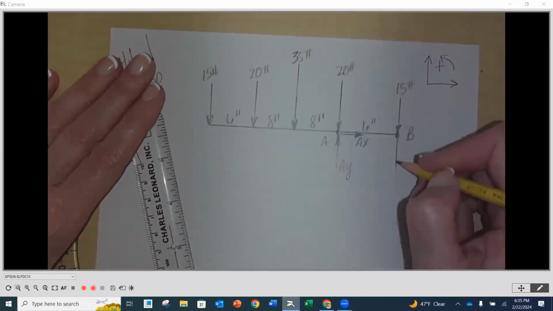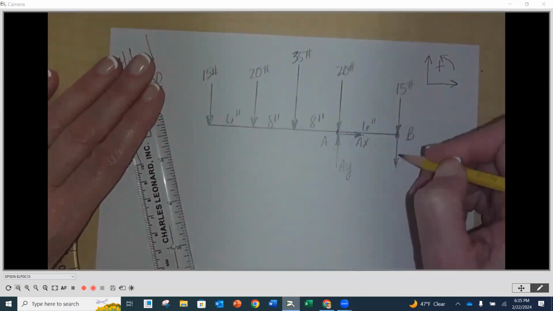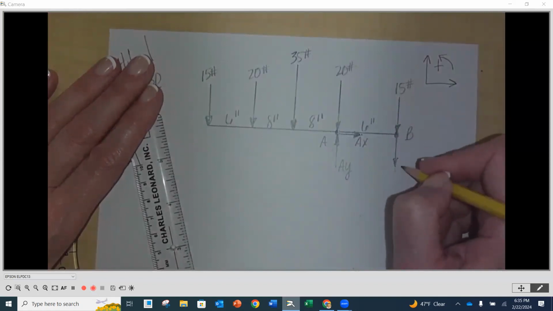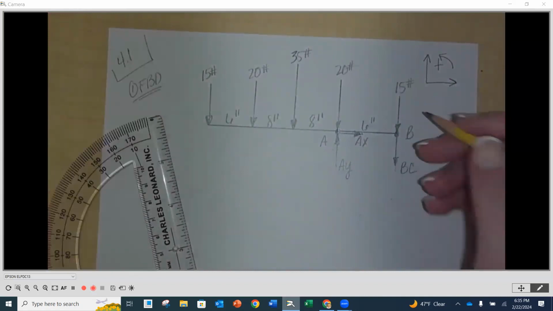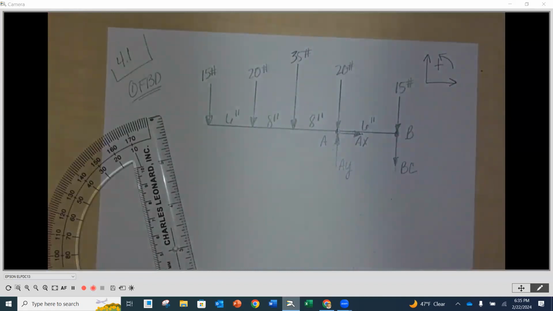Vertical line. My arrowhead is going to go down. It's going to pull away from the body. And we're going to call this, well, they're calling it the tension in BC. So we'll call this BC. You could call it BY if you wanted to, but they're giving it a name.